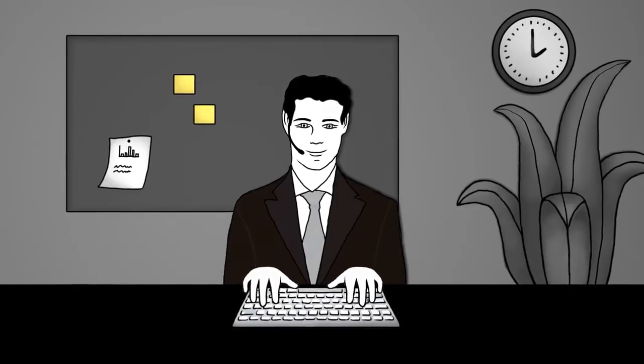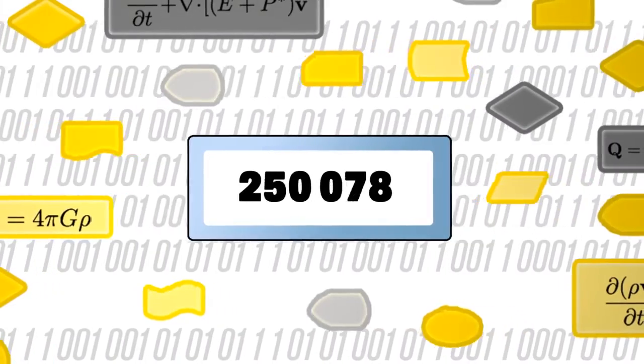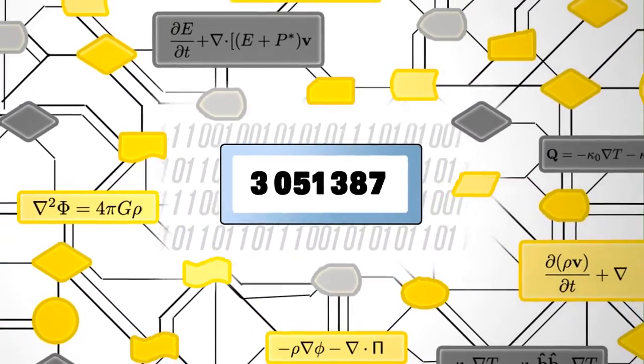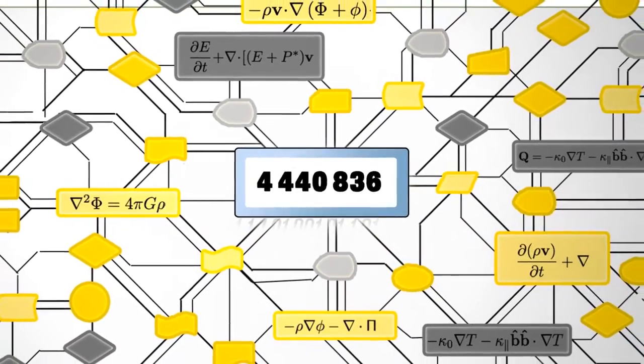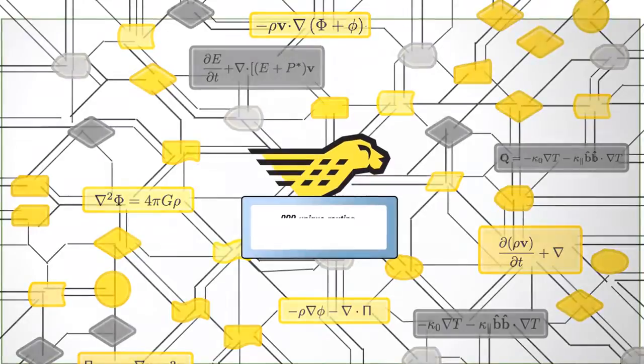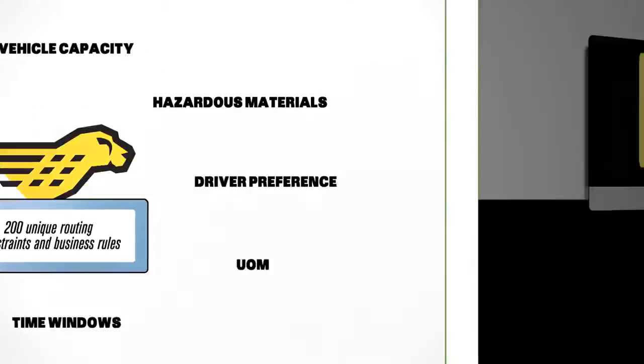This is Tom. Tom works as a dispatcher at ABC Logistics. Tom uses Cheetah's route editor, which is powered by Cheetah's proprietary algorithm that contains over 4.5 million lines of code, which factors in over 200 unique routing constraints and business rules.